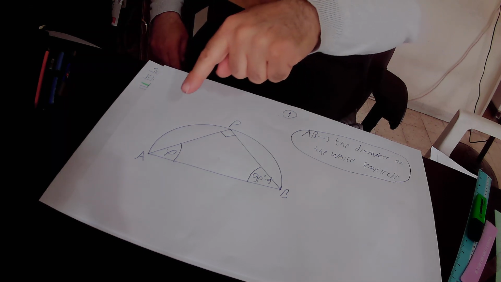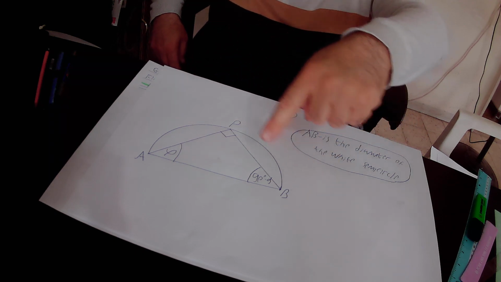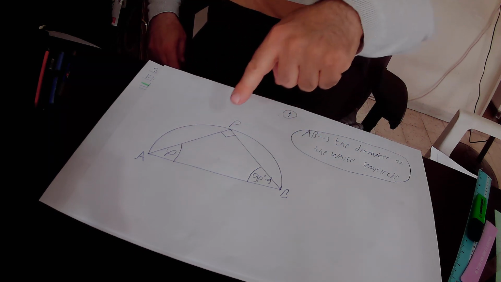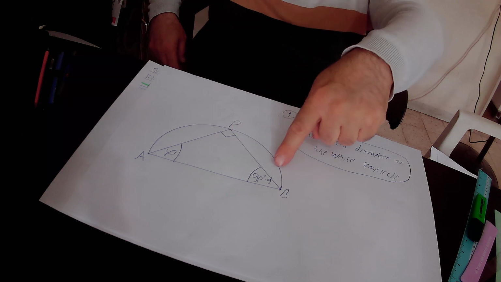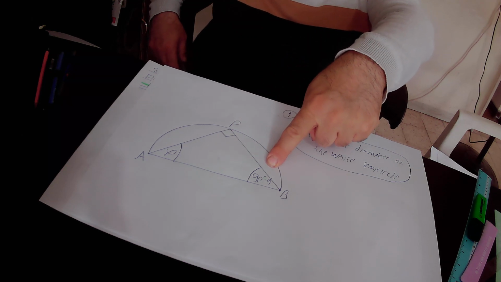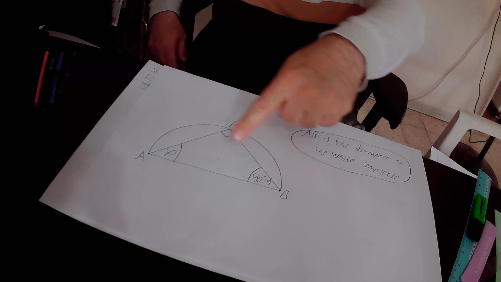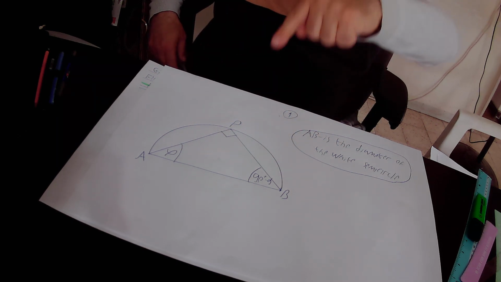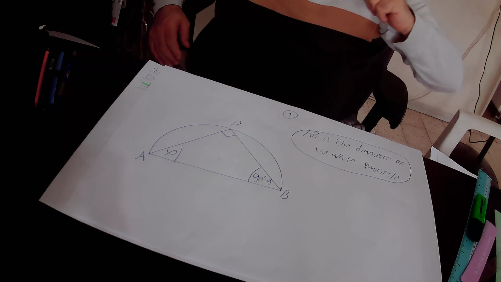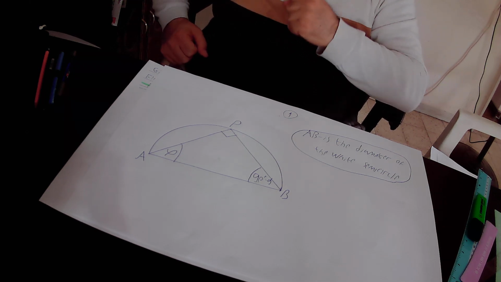So in the right triangle APB, this angle equals alpha, this angle equals 90 degrees. Therefore, this third missing angle must be equal to 90 degrees minus alpha. Why? Because 90 degrees minus alpha plus alpha is 90 degrees, and 90 degrees plus 90 degrees equals 180 degrees. That is the sum of the angles in any triangle.